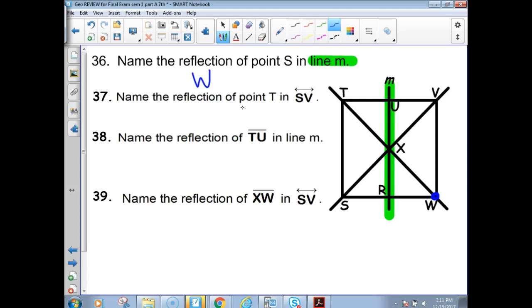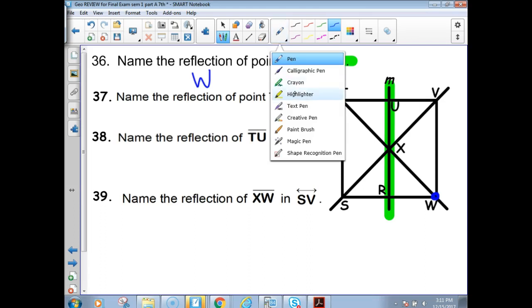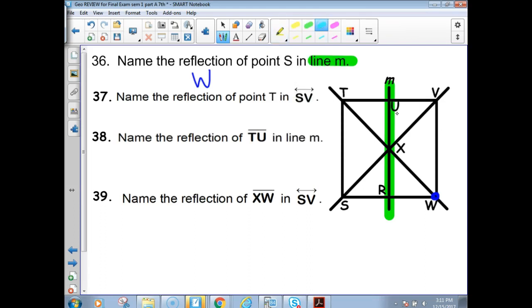Now it says name the reflection of point T in line SV. SV is not that same line. SV goes this way. You might have to go across TW for all I know. All right, now it says the reflection of point T, which is here. If you're going to go straight towards this line and then go to the other side, you're going to be at W.